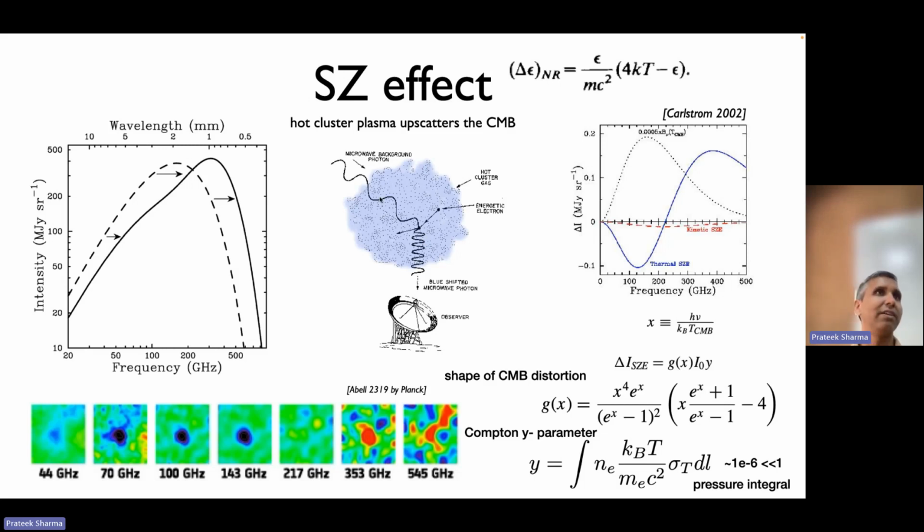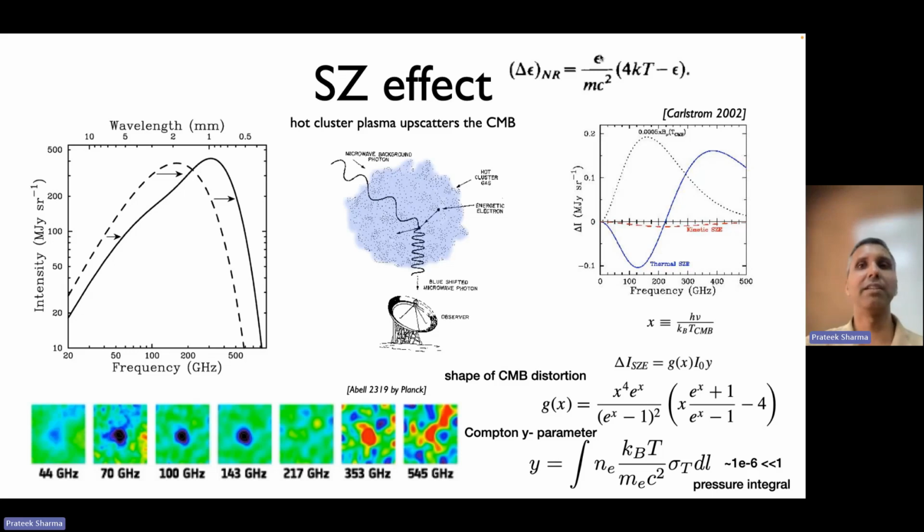This keV or 10 keV plasma is non-relativistic because the electron rest mass is 0.5 MeV, right? So kT_e is still much less than m_e c squared. So this is a non-relativistic plasma. In that limit, in a single collision between electrons and photons, the average change in energy per unit energy of the photon, where this small epsilon is the energy of the photon.